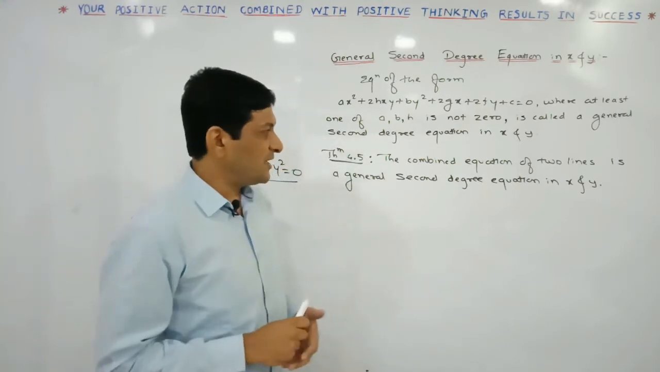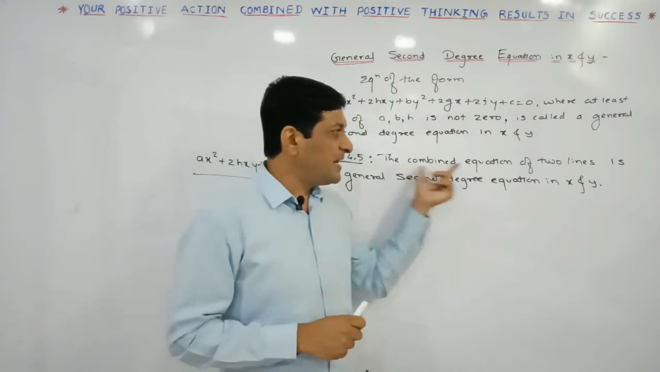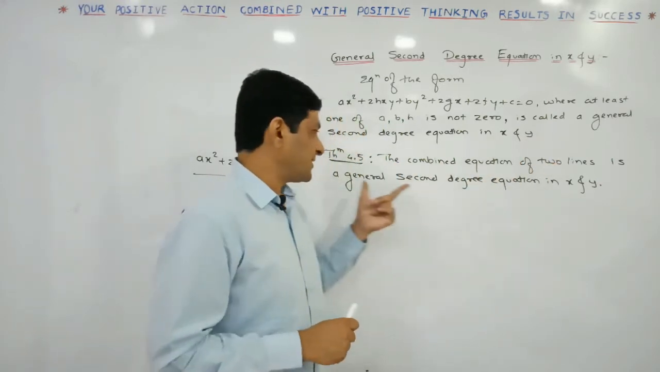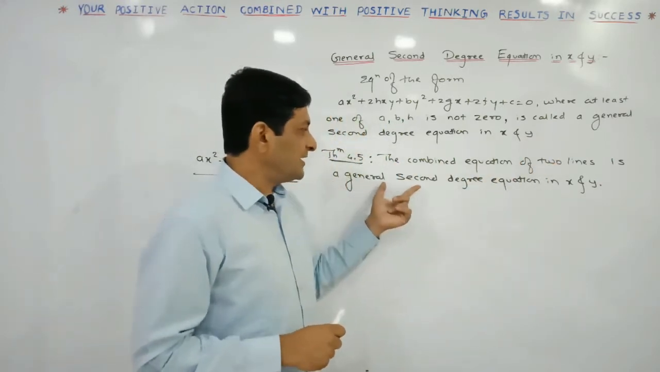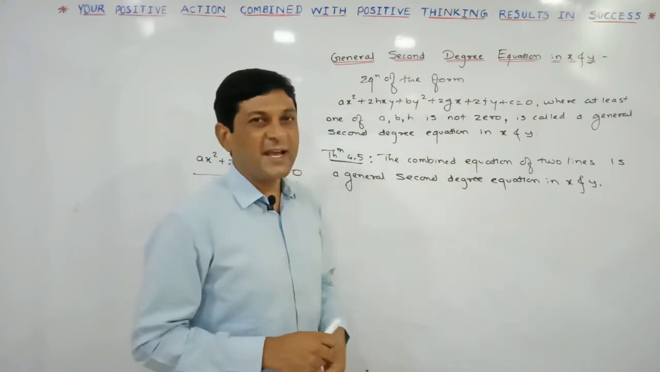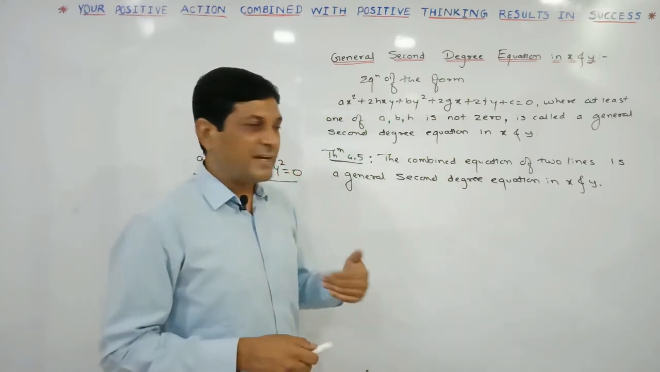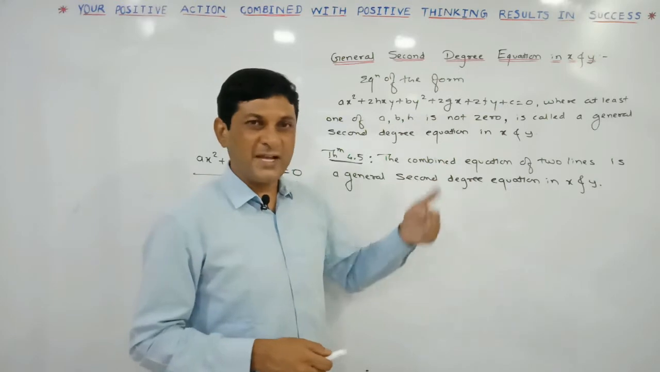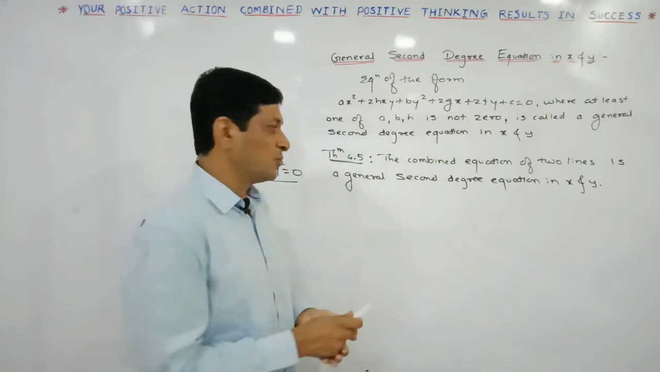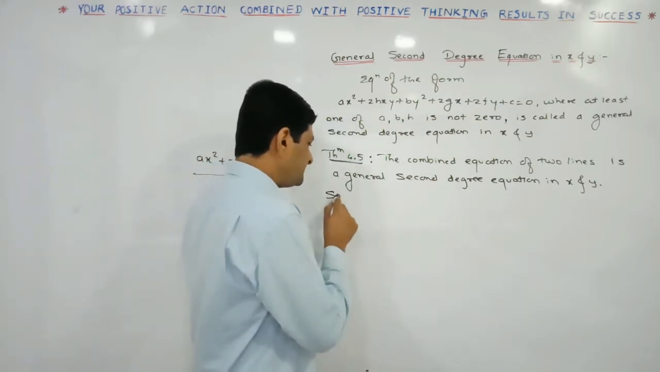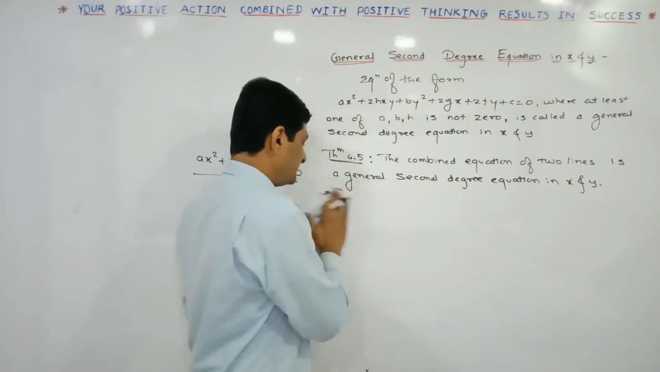Now in the first theorem we have to prove that the combined equation of two lines is a general second degree equation in x and y. So to find the combined equation of two lines, first consider the equation of two lines. So solution, proof.